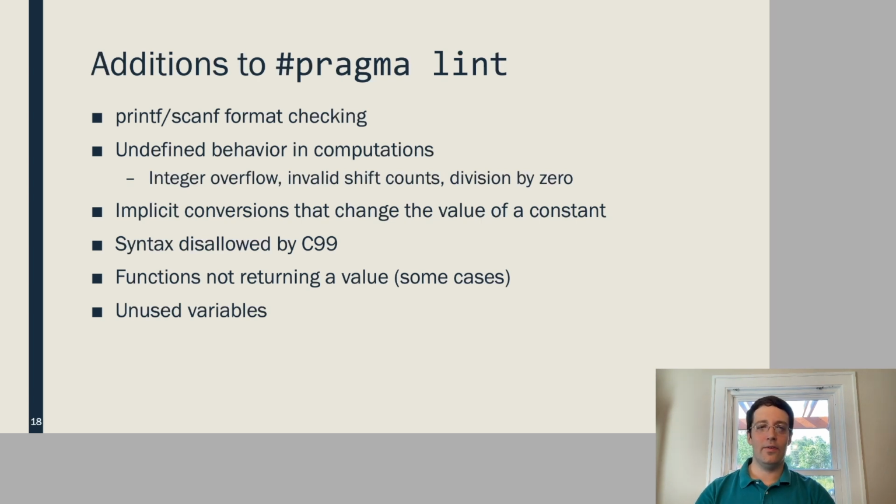Another thing it can do is give you an error about syntax disallowed by C99. So the C99 standard disallowed some things that previous C standards allowed. And by default, those are still allowed in ORCA-C to maintain compatibility with older code. But by using this pragma_lint directive, you can get an error for those things that are no longer allowed in the current standards. And finally, there's a couple additional ones for functions that don't return a value. For example, executing to the end of a function that's supposed to return a value but actually doesn't. And for variables that are just never used in your code.